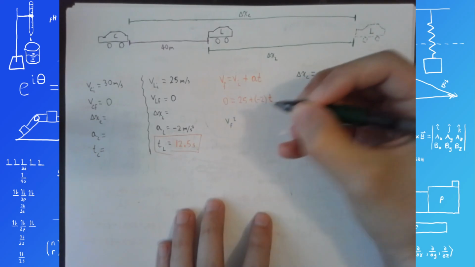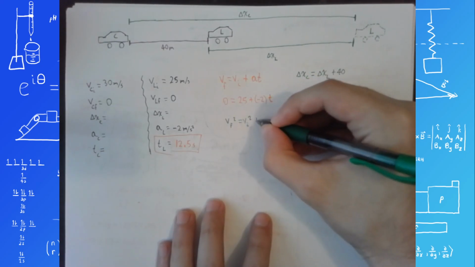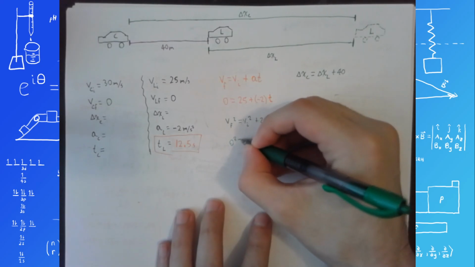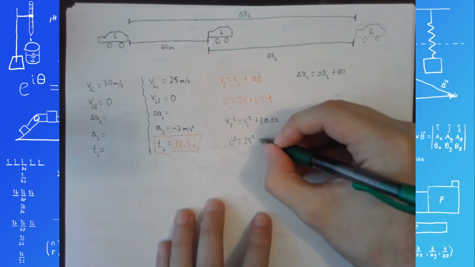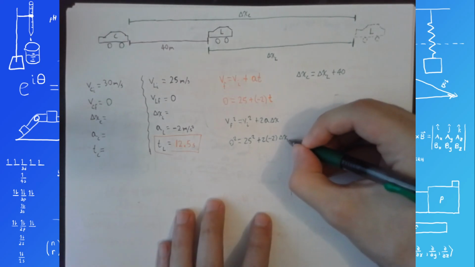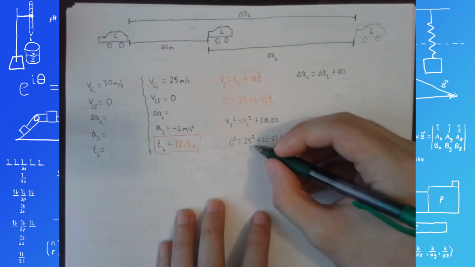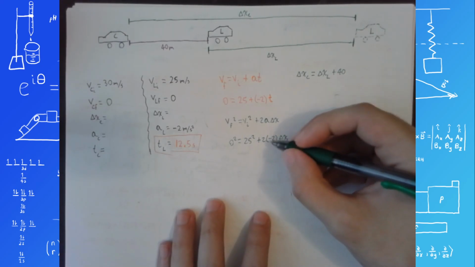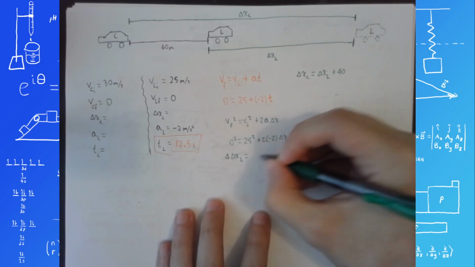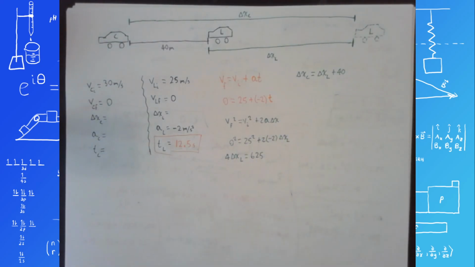V final squared equals V initial squared plus 2a delta x. So we've got 0 squared equals 25 squared plus 2 times negative 2 for the acceleration of the lead car times delta x of the lead car. 25 squared is 625. 2 times negative 2 is negative 4. Negative 4 delta XL. If I add 4 delta XL to both sides, I get this. And divide by 4. 625 over 4, I think, is going to be 125. No, hold on. No, I don't think so.